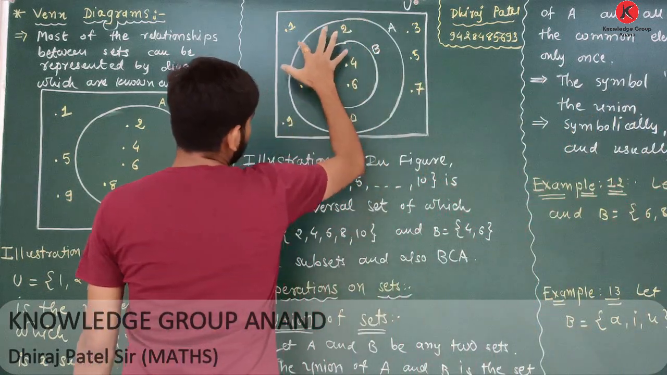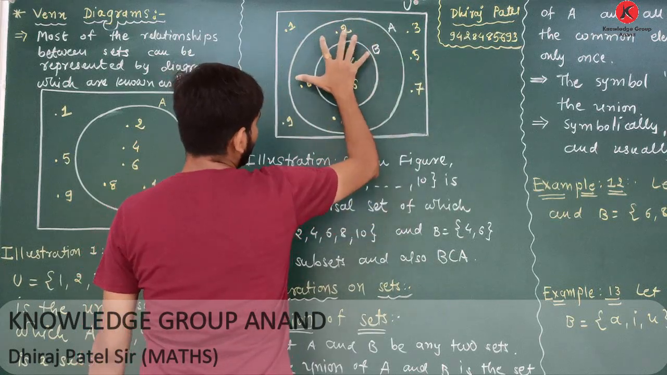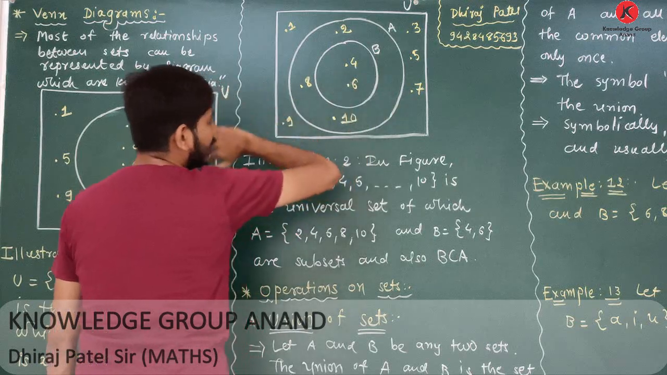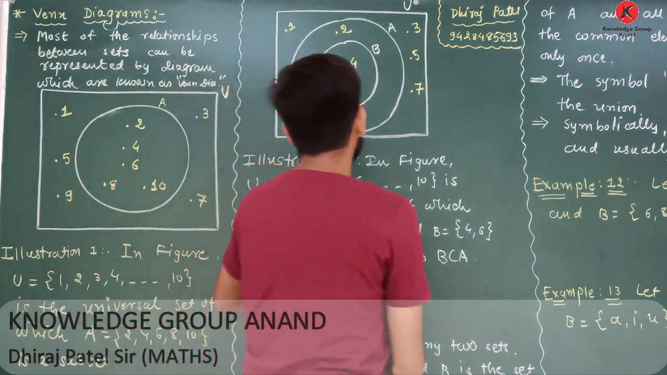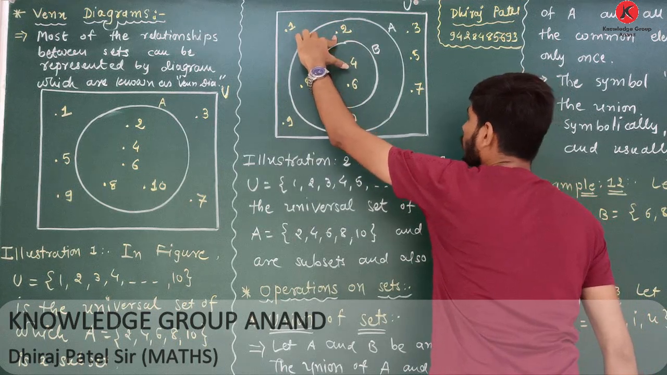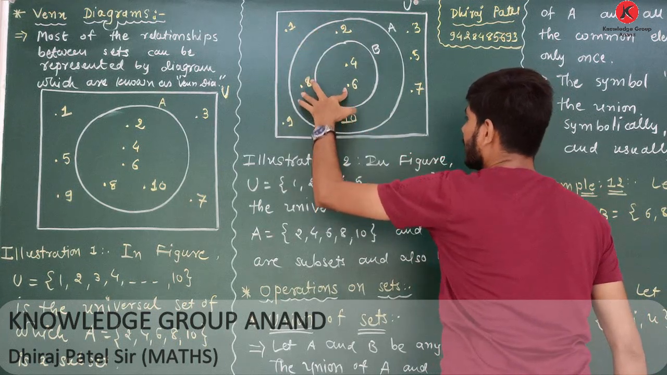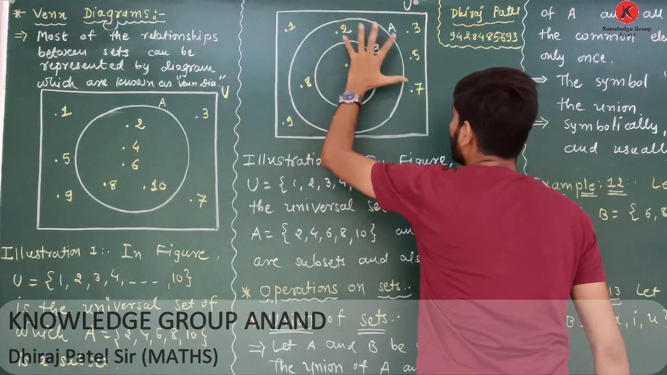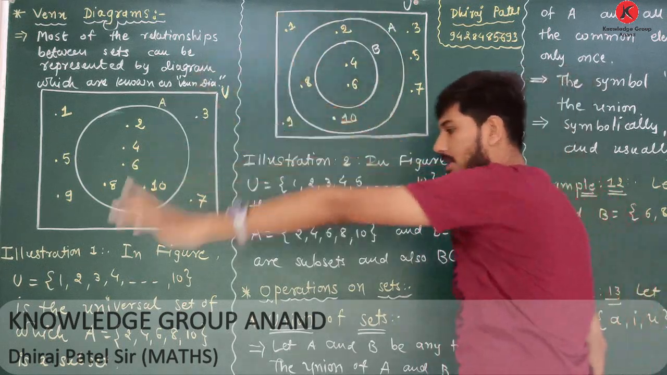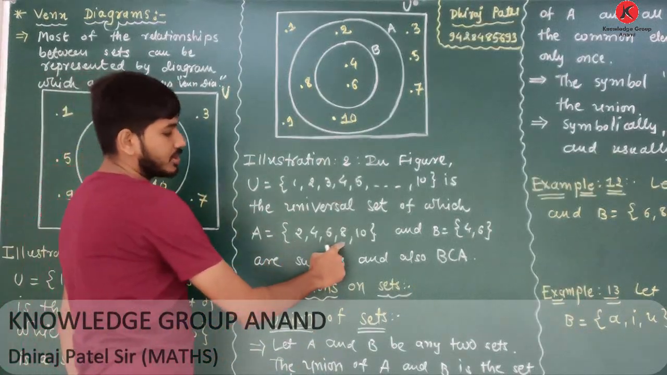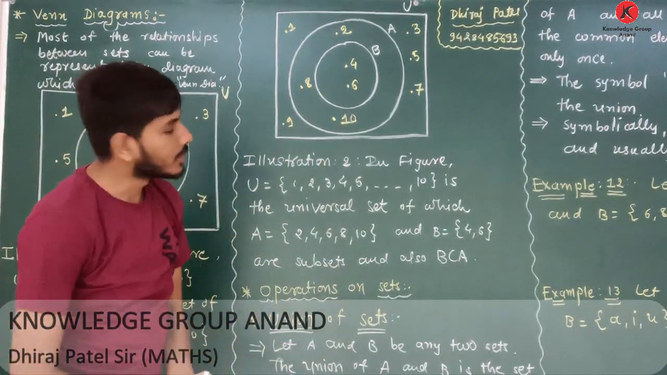Now, what is the total portion of set A? This one is the portion of set A. Now, which are the elements of set A? The elements of set A are 2, 4, 6, 8 and 10. All the elements that lie in this portion are the elements of set A. Therefore, set A has elements 2, 4, 6, 8 and 10.